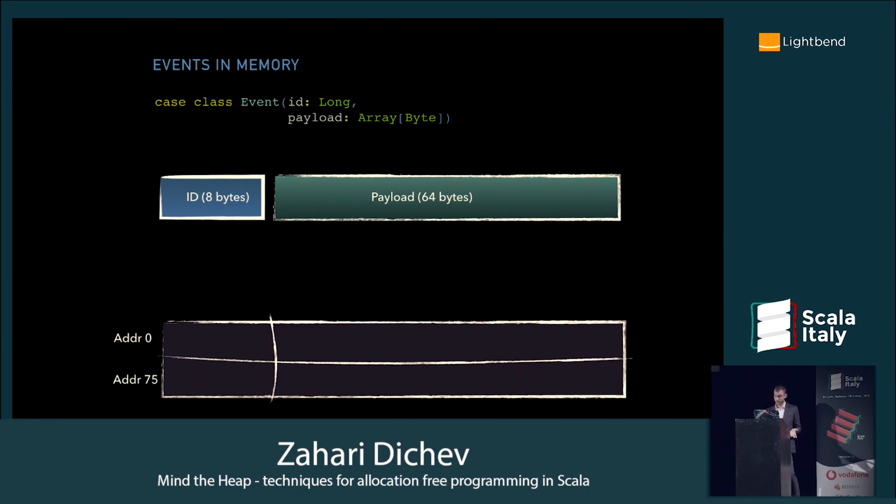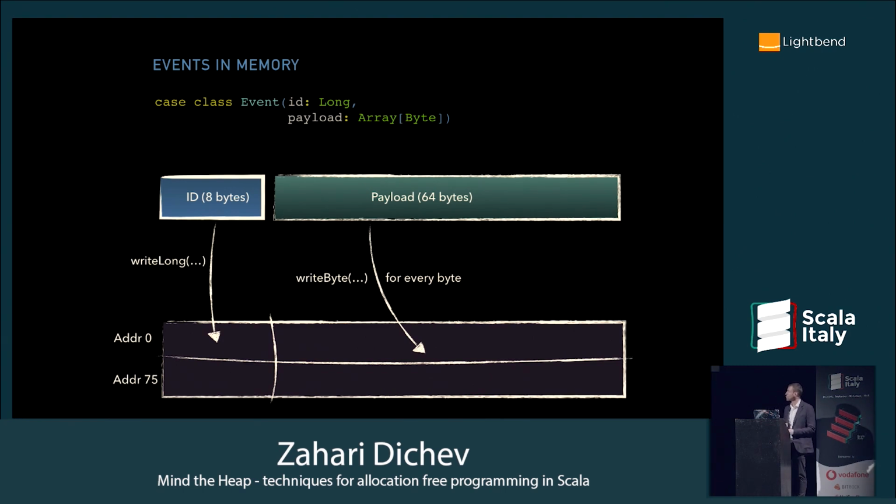What you can do is, at address 0, write the long, increment your write pointer and write all the bytes, right? And then if you want to write another event, you can just do it in the next available slot. Of course, this is a very simplified example, but it can be modified to deal with objects of arbitrary size.